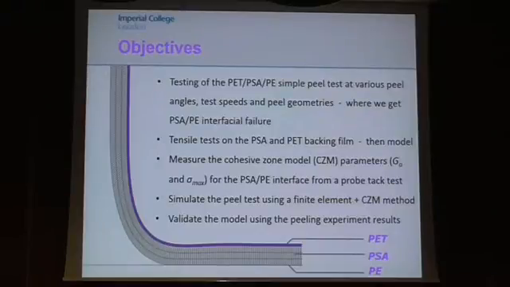So the overall aim is to simulate the peeling process, and in any type of simulation or modeling, the model is only as good as the input parameters that I put in. So in this case, I need material properties for the backing membrane, the adhesive itself, and the interface where it will debond.